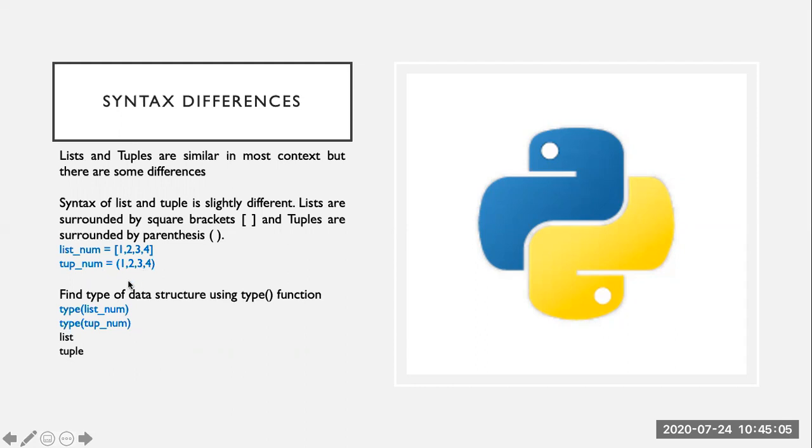So how can we identify the difference? In Python, we have a type function. We can find out the difference between these two by using this type function. If we write type of list underscore num and use the type function for tuple underscore num, we will get the output that the first one is a list and the second one is a tuple.